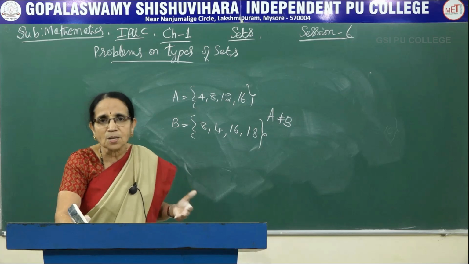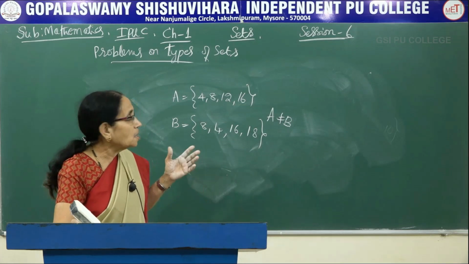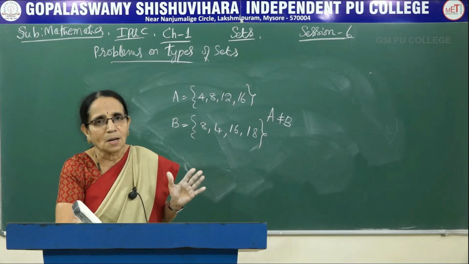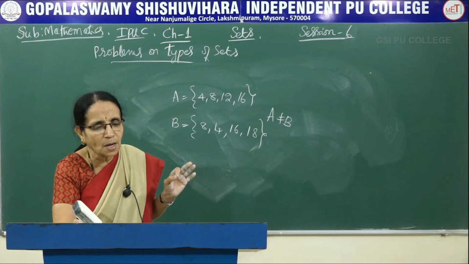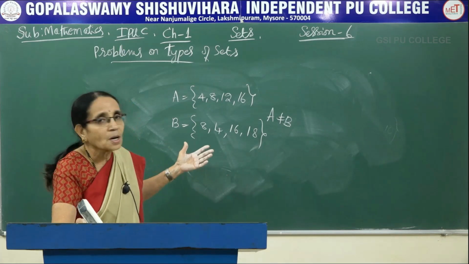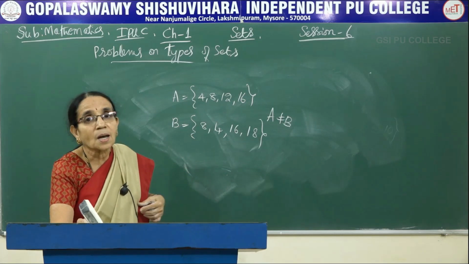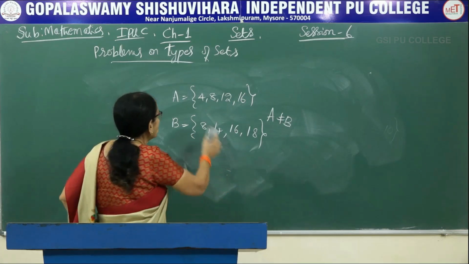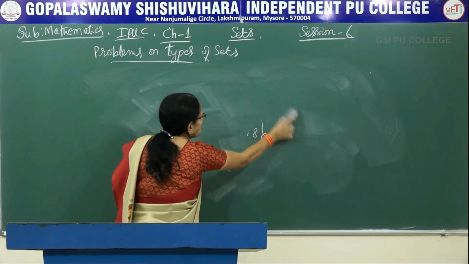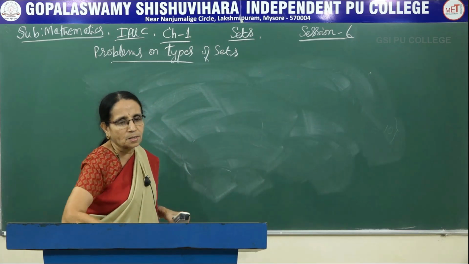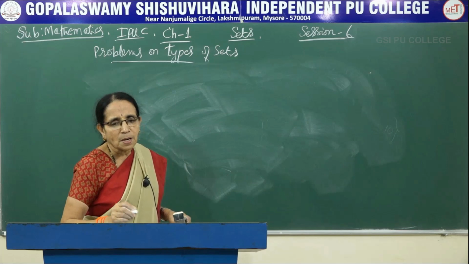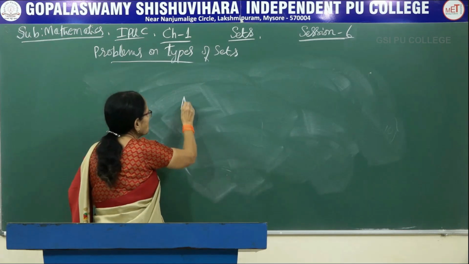Suppose they ask you the reason. How do you give the reason? They do not contain the same elements. A is not equal to B. The reason is the sets A and B do not contain the same elements. Therefore, they are unequal sets. Now, let me take another set here.